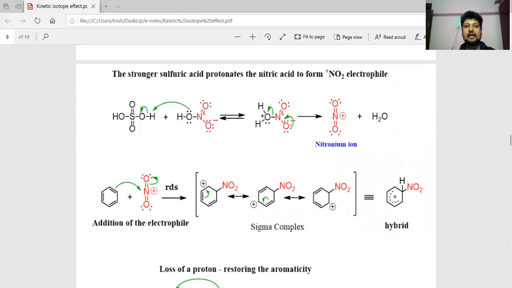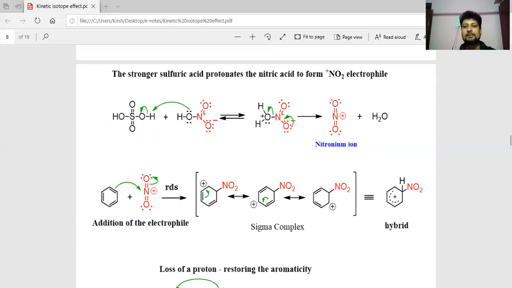What happens in the mechanism? The stronger sulfuric acid protonates the nitric acid, and by the expulsion of water we get the nitronium ion as the electrophile. This is a potent electrophile. Now in the first step, benzene attacks that nitronium ion via a sigma bond formation.